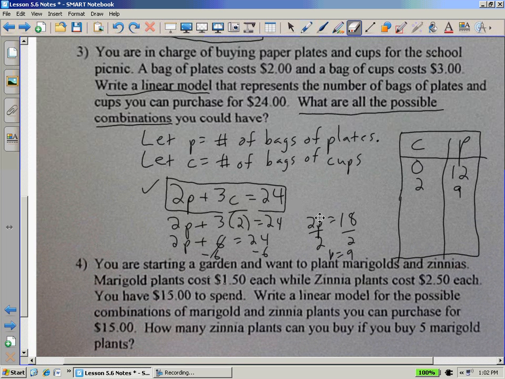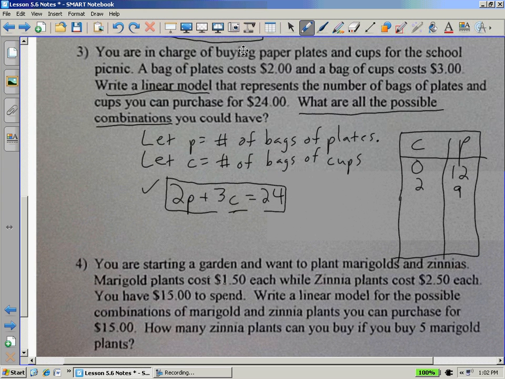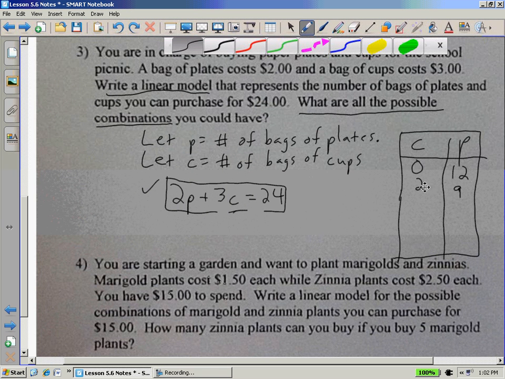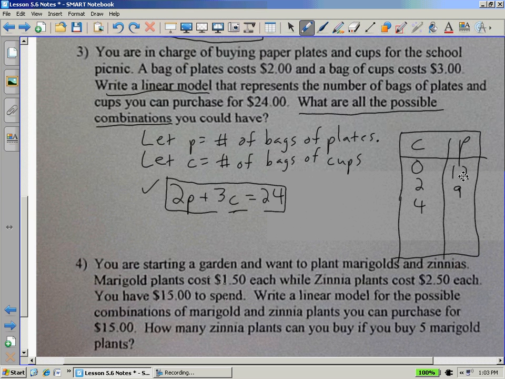Now, we just continue in this manner, but I will tell you a little bit of a hint. Because of the way that this is set up, we're going to establish a pattern here. 0 bags of cups, 12 bags of plates. 2 bags of cups. Notice we've gone up by 2. If we go up by 2 again, this one has gone down by 3. This is going to go down by 3 again.